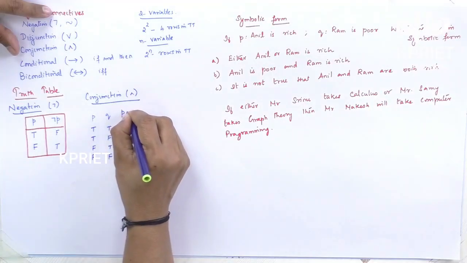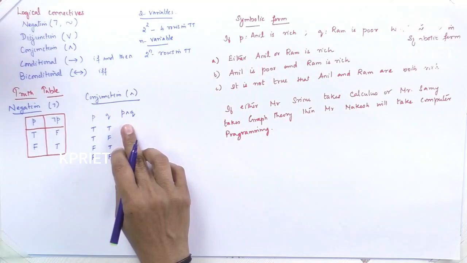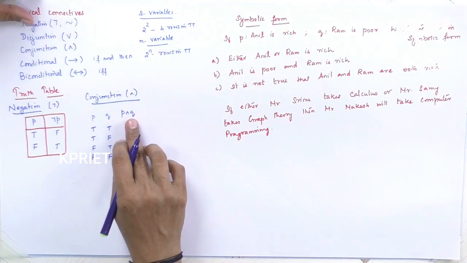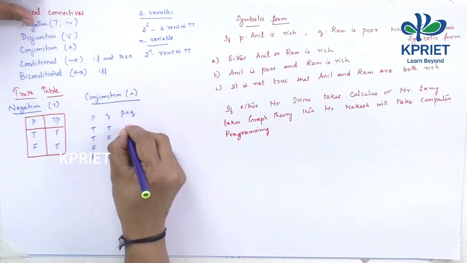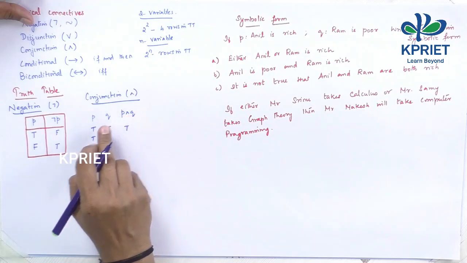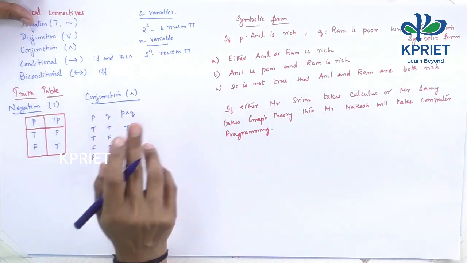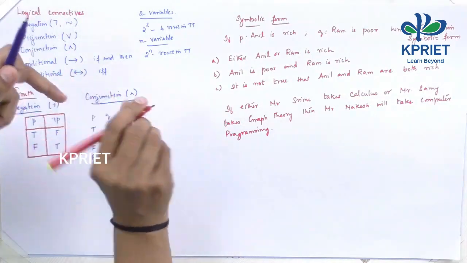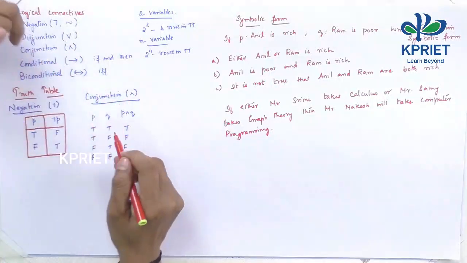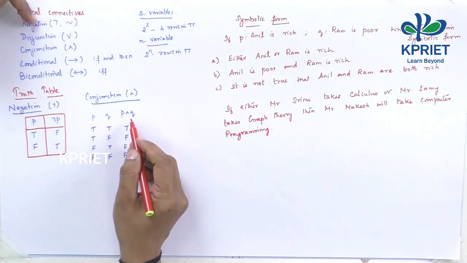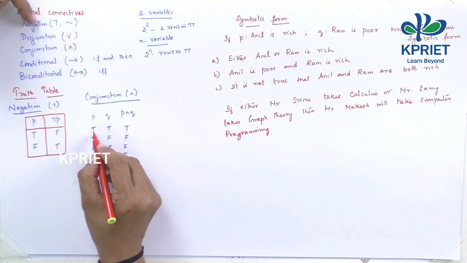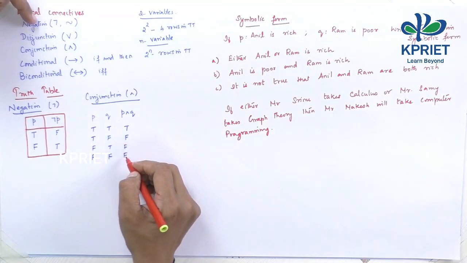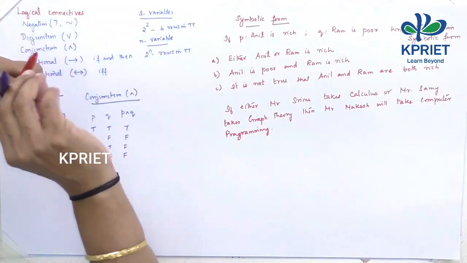So P and Q. How do we construct the truth table for the conjunction connective? P and Q will have the truth value T only if both P and Q have the truth value T. Otherwise, it will have the truth value F. Understood? So P and Q will have the truth value T if both P and Q have a truth value T. Otherwise, we will have the truth value F. So this is for conjunction.